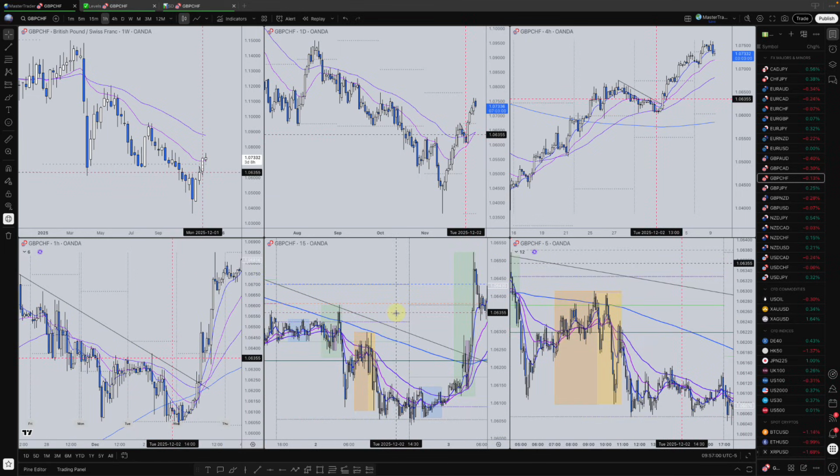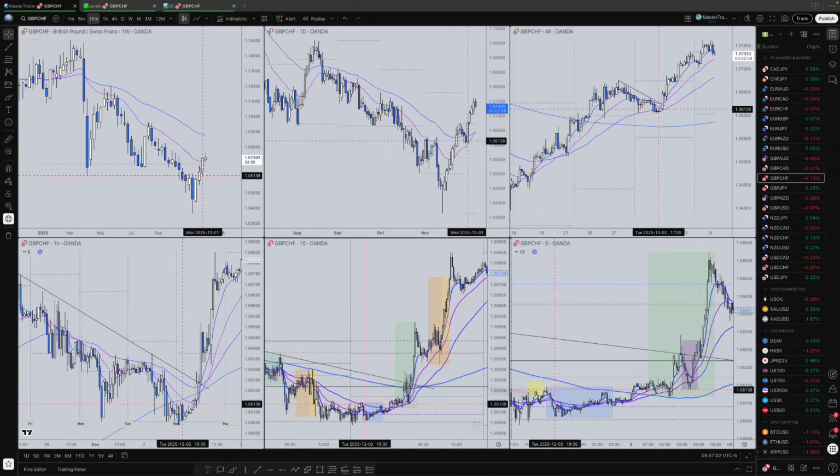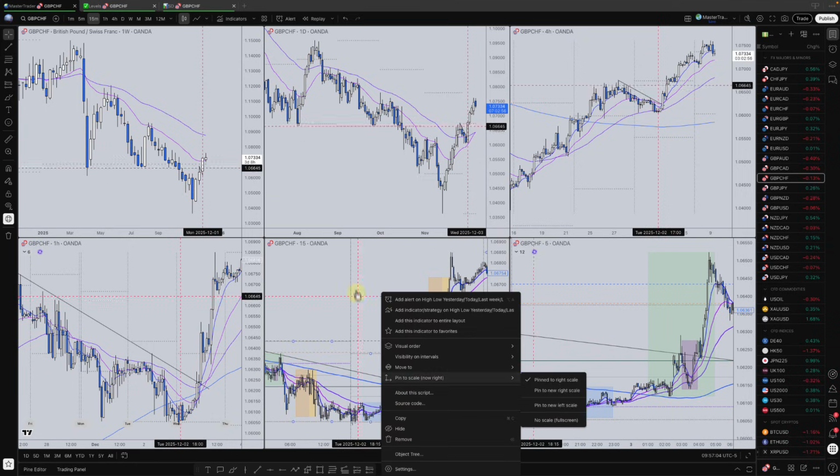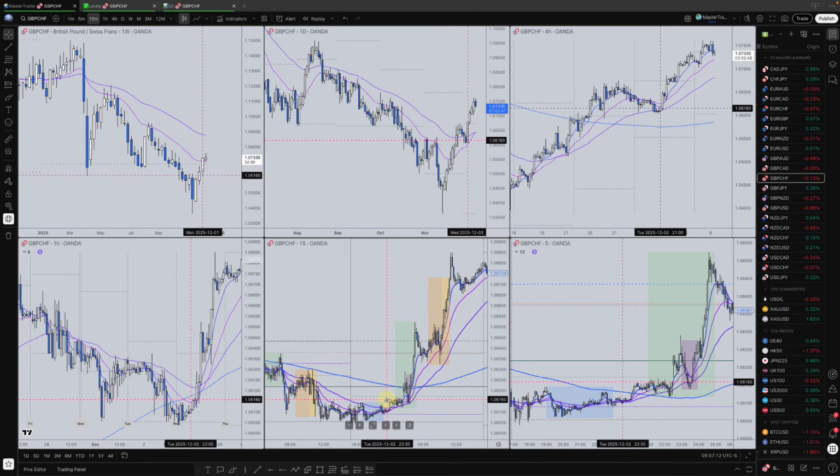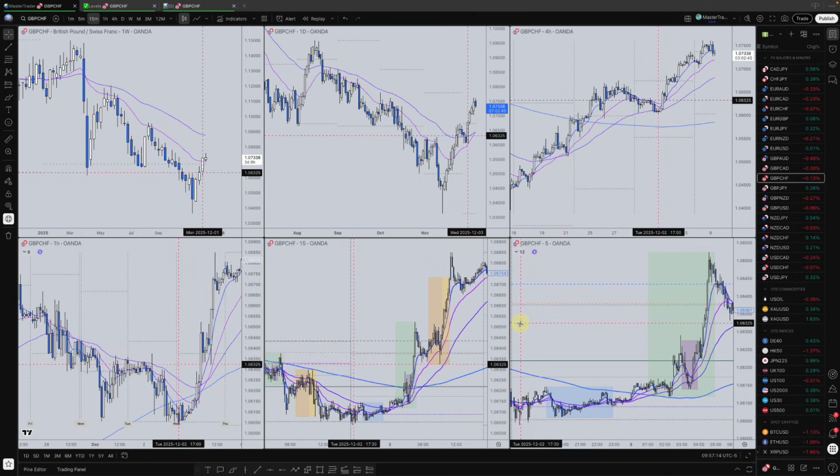Or we can go even lower to the 15-minute chart, the 5-minute chart, and look here for our entry models, whatever that may be. You can look for classic patterns like the head and shoulders.